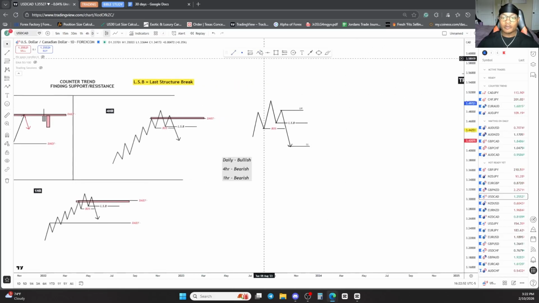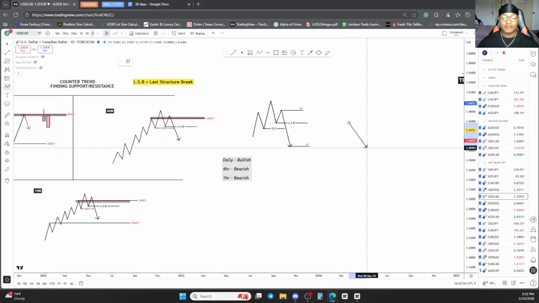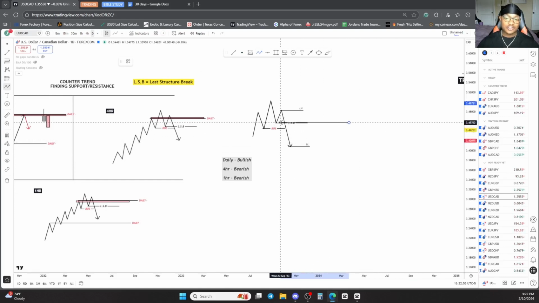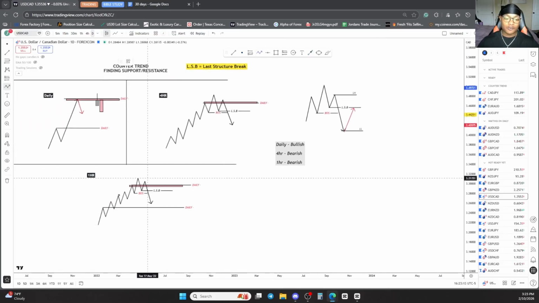If you all remember, us being a break and retest trader, the last structure break price formed was around here. So I will be expecting on the 4-hour time frame, instead of price pulling back towards this break of structure, I'm looking for price to pull back toward the last break of structure. So pull back to around here. If we continue, we then see the 1-hour time frame doing that exact same thing.